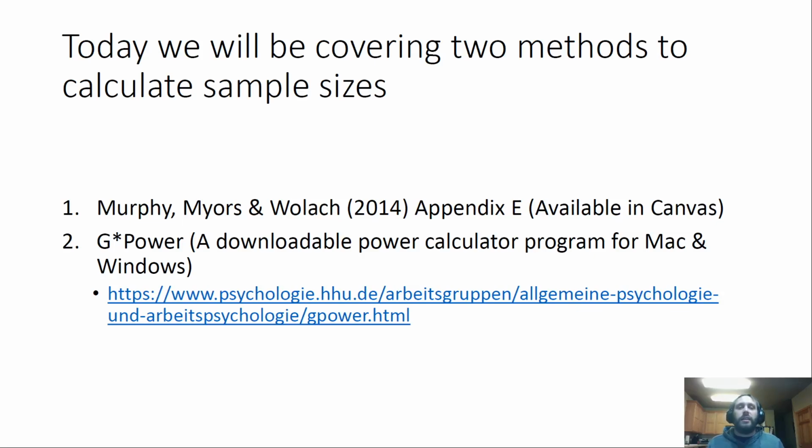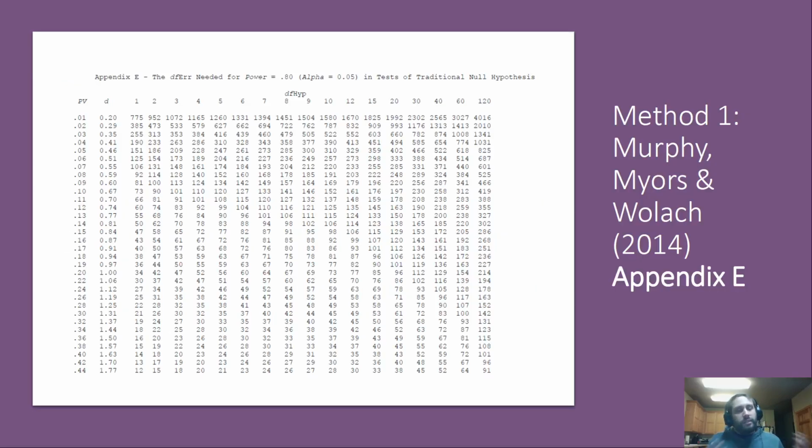Additionally, we're going to be learning how to calculate power via G*Power, which is a downloadable power calculator program for Mac and Windows. It's completely free. And again, if you haven't downloaded it already, I would strongly suggest you download it. So let's go ahead and start with method 1 via Murphy, Myors, and Wolach's 2014 Appendix E.